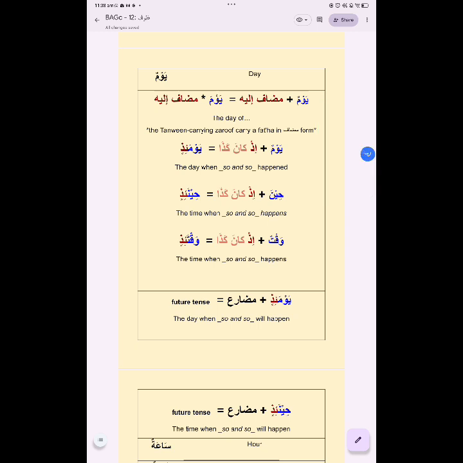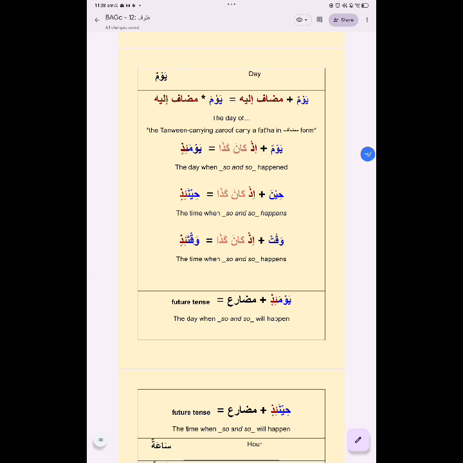If the word yawmun is followed by any muzaf ilayh, then yawmun becomes yawma, not yawmu but yawma. So the day of, for example, this tanween-carrying zarf carries a fatha in the muzaf form. If I say yawmuddin, it is going to be wrong. It's going to be yawma ddin.